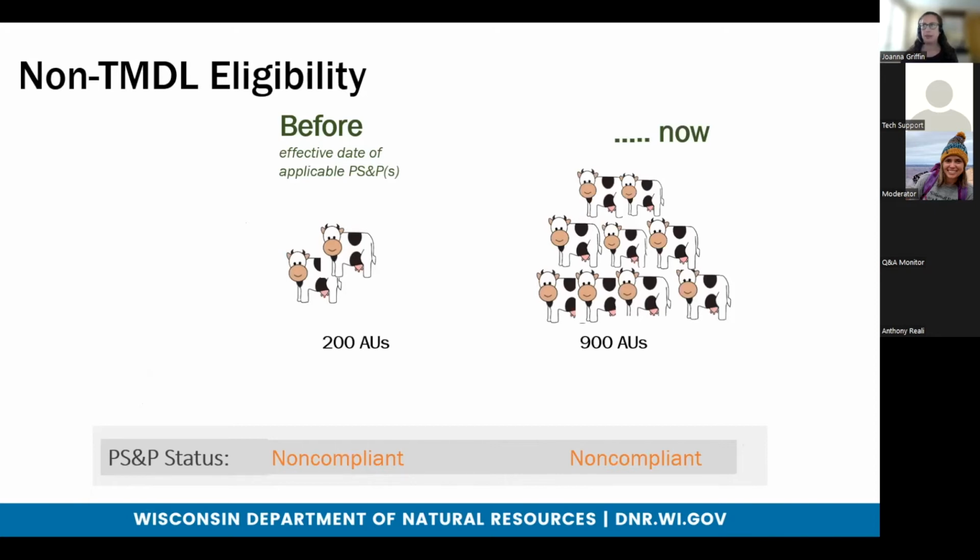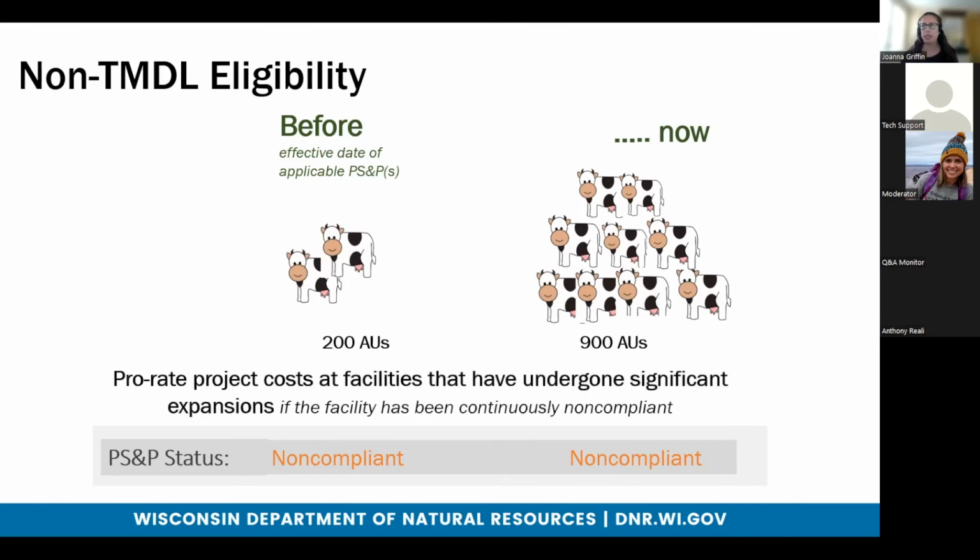In this last example, the facility has undergone significant expansion. Like the previous scenario, the site was in existence and continuously non-compliant since the effective date of the applicable NR 151 performance standard. However, unlike in the previous scenarios, the number of animal units has increased from 200 to 900. This project is eligible, but only the cost of bringing the facilities in existence on the effective date of the performance standard and prohibitions are eligible for cost sharing.